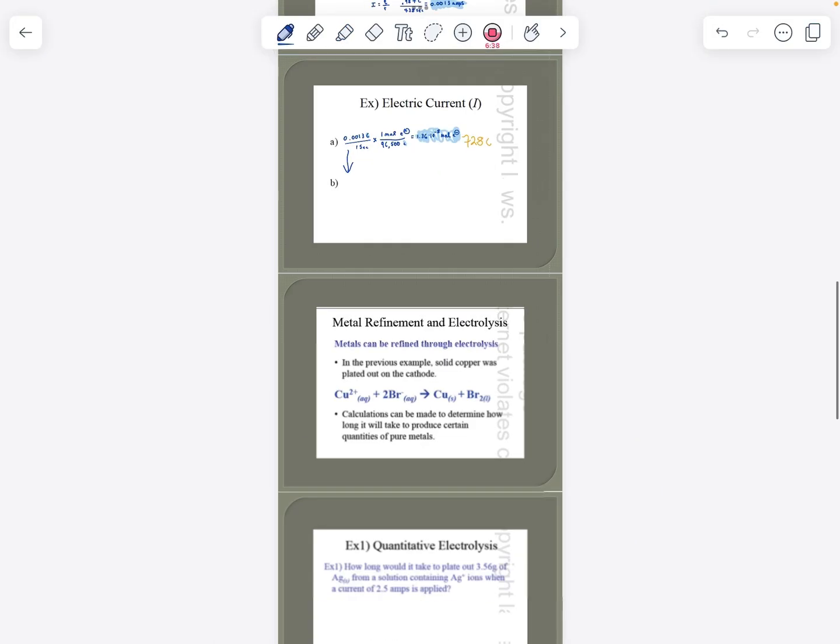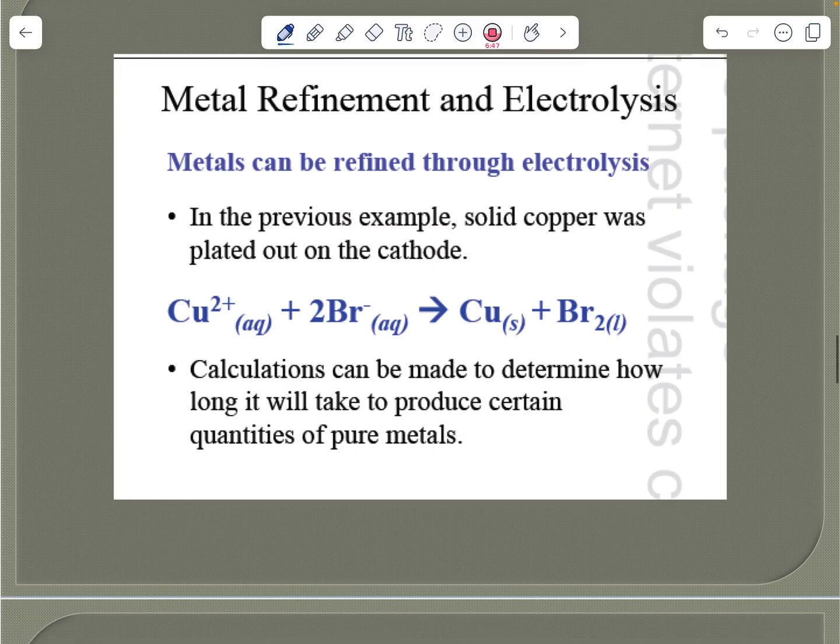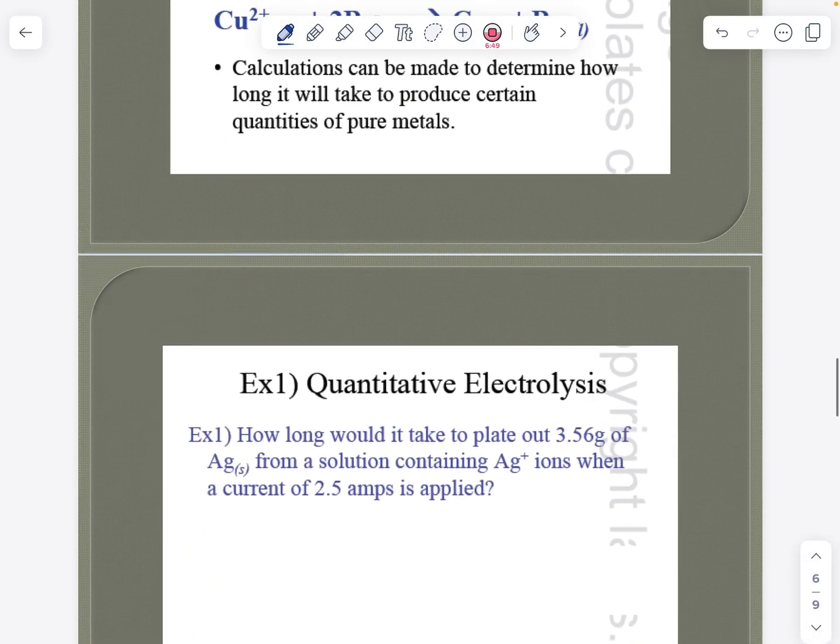Okay, so also, metals can be refined through electrolysis. So calculations can be made to determine how long it will take to produce certain quantities of pure metal. So let's just practice one.